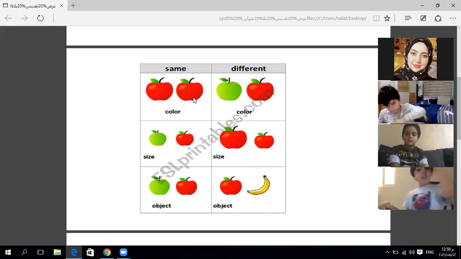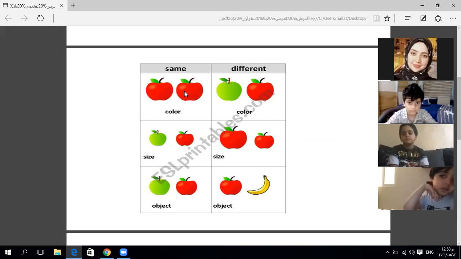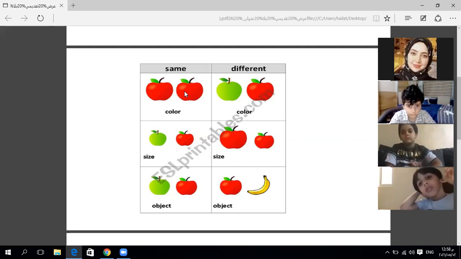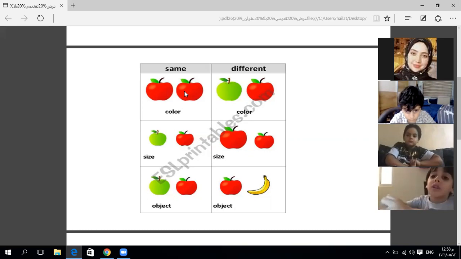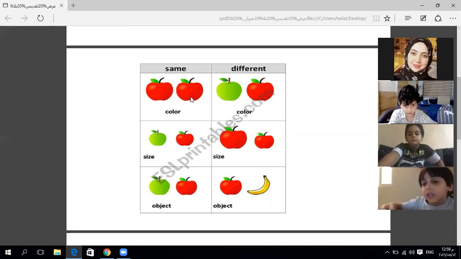Yalla, look at the apples here. We have two apples. So what about their colors? They are the same color or different? They are the same because they have the same color. What is this color? Red. Both of them are red? So both of them are red. The first one here is red and the other one is red.